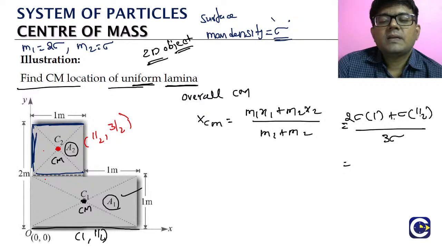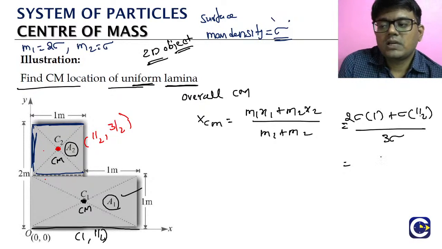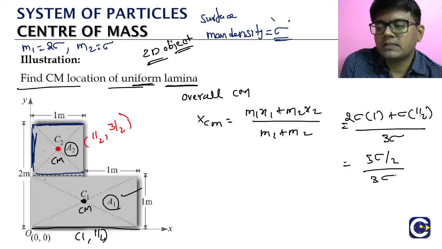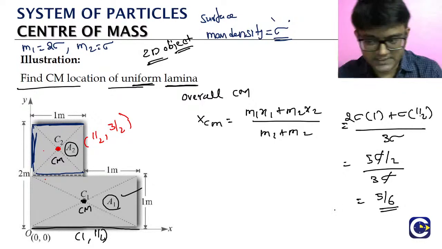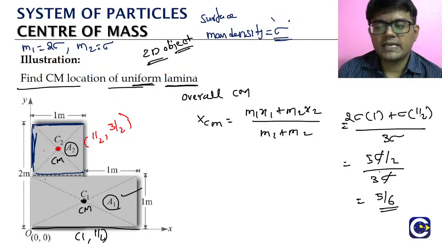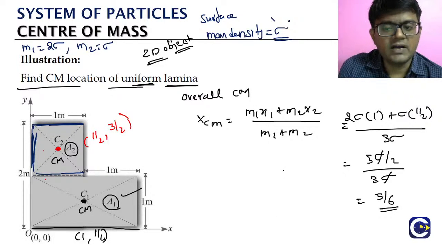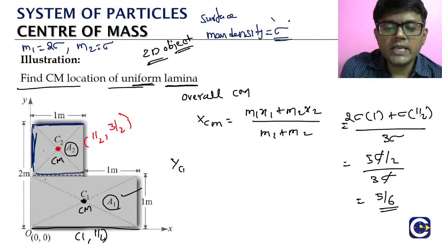இங்க பாருங்க, நியூமரேட்டர்ல 2 sigma plus sigma by 2, டோட்டல் என்னது? 5 sigma by 2 வரும். டினாமினேட்டர்ல 3 sigma. Sigma sigma அப்படியே கேன்சல் ஆயிடும். What is it? 5 by 6. சென்டர் ஆஃப் மாஸோட x கோஆர்டினேட் எவ்வளவு? 5 by 6. ஓகேவா? அந்த மாதிரி நம்ம y கோஆர்டினேட் கால்குலேட் பண்ணலாம்.